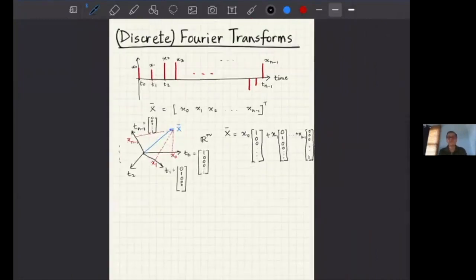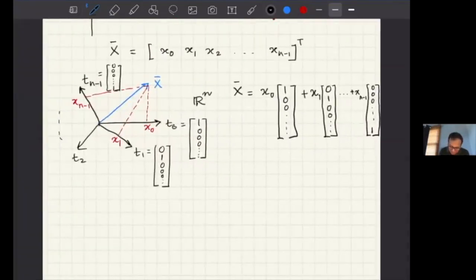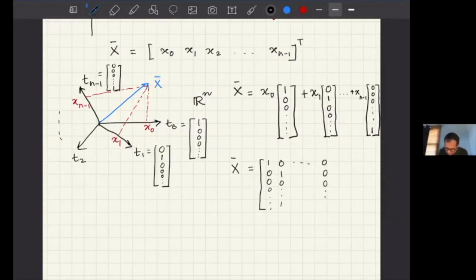This is very simple. All we are doing is taking the vector's projection on each of the different dimensions, and we are writing out x as a weighted sum of each of these dimensions. Which means now we can write x as the matrix with columns 1, 0, 0, 0, so on, 0, 1, 0, 0, 0, so on, all the way till 0, 0, 0, 1, times x0, x1, so on till xn minus 1.